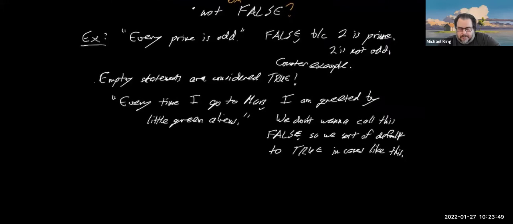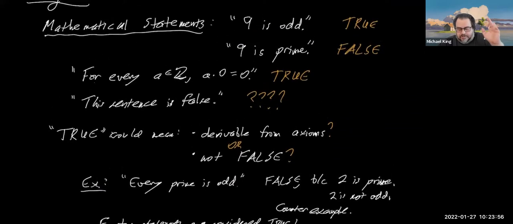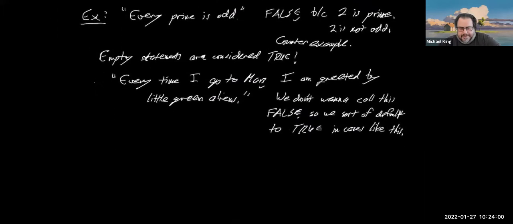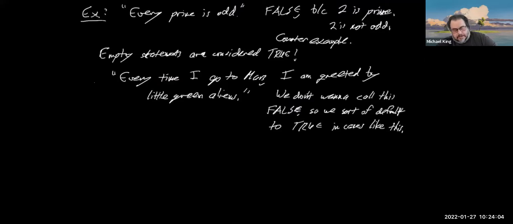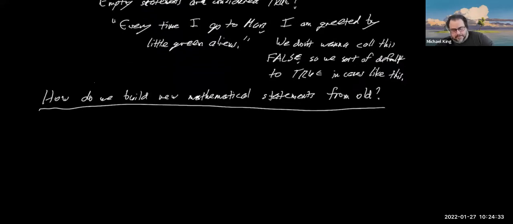Awesome. Okay, so we have these mathematical statements, and we have some sense of what true and false mean. But now I want to talk about how we build new mathematical statements from old ones, because that's kind of what we were doing with that proof in the last class. But there's more basic stuff. So, how do we build new mathematical statements from old? A lot of these are logical connectives.